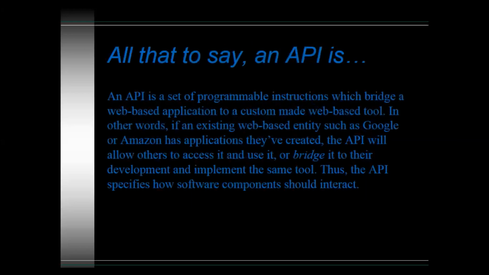All that to say, an API is a set of programmable instructions which bridge a web-based application to a custom-made web-based tool. In other words, if an existing web-based entity such as Google or Amazon has applications they've created, the API will allow others to access it and use it or bridge it to their development and implement the same tool. Thus, the API specifies how software components should interact. So this is why you may go on to Twitter, Instagram, or Yelp, or Uber, or some other type of entity and see something in the interface there that may not have been originated by that specific entity. It's because they're piggybacking off of an API and communicating with that API from someone else who originated it, that being, I don't know, Google, Amazon, or whomever.